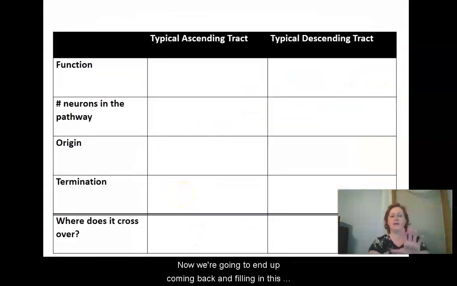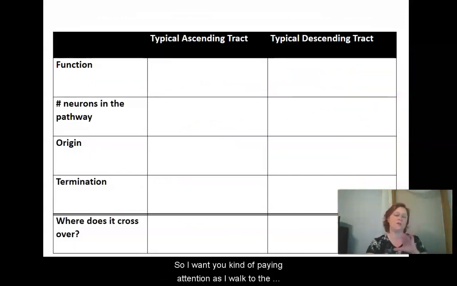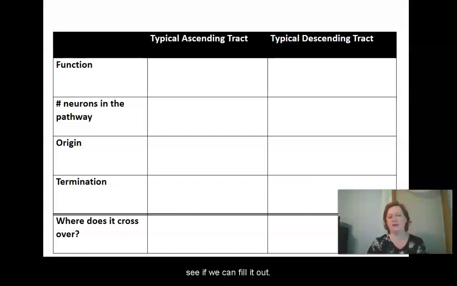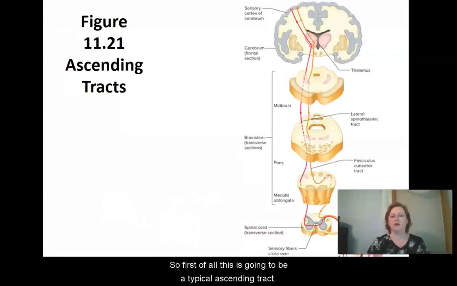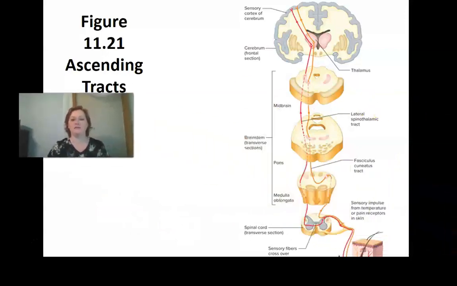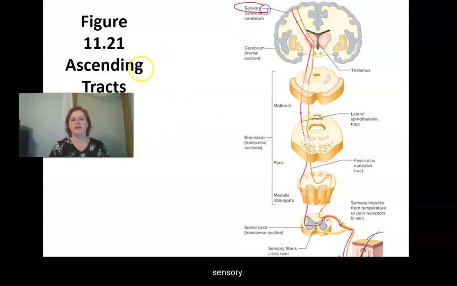Now, we're going to end up coming back and filling in this table after I go over a couple of diagrams. So I want you paying attention as I walk through the diagrams, and then we'll come back to this table and see if we can fill it out. So first of all, this is going to be a typical ascending tract. So my arrows, if you look, are going this direction. So you can see the little tiny arrows heading up. If it's ascending, then we know that it is going to be sensory.